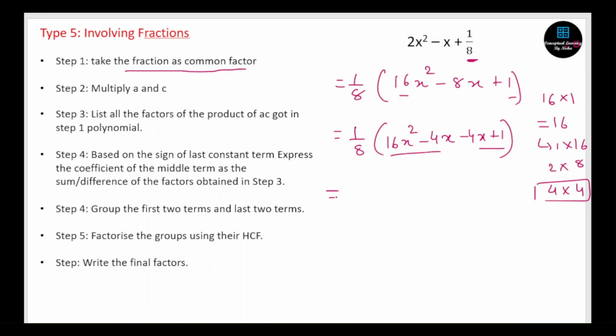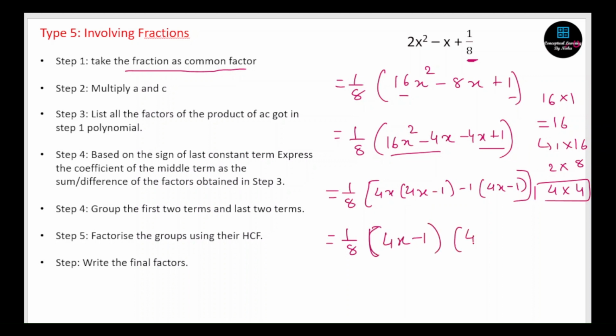So group and factor, 1 over 8. The common factor for this is 4x. So this gives me 4x minus 1. Here minus 1 is common, 4x minus 1. And now we'll get 1 upon 8. I can write this way, 4x minus 1 into 4x minus 1. So these are the factors. Alright.